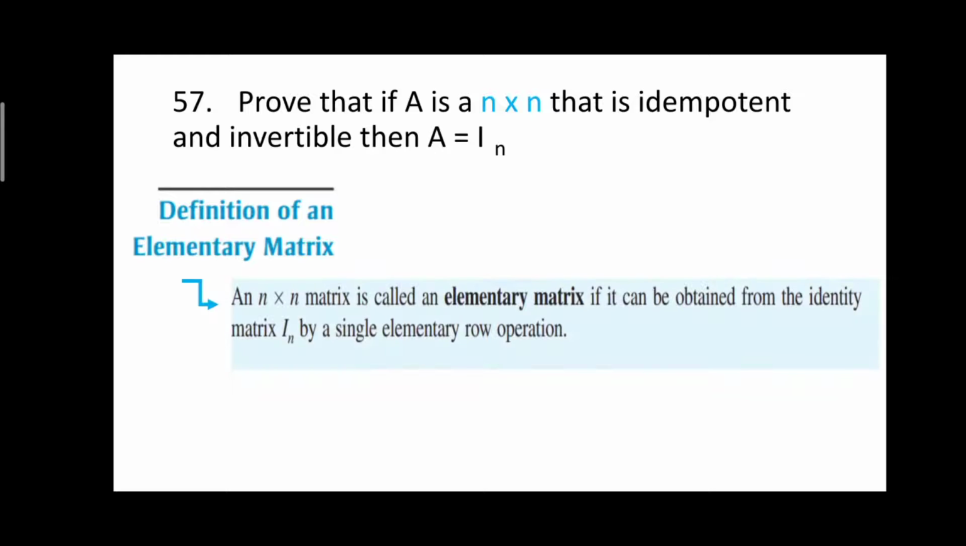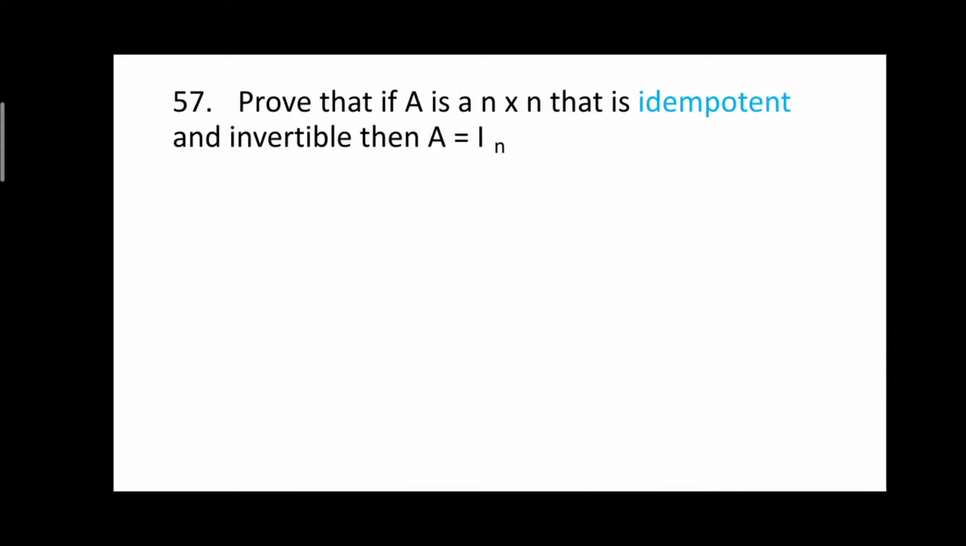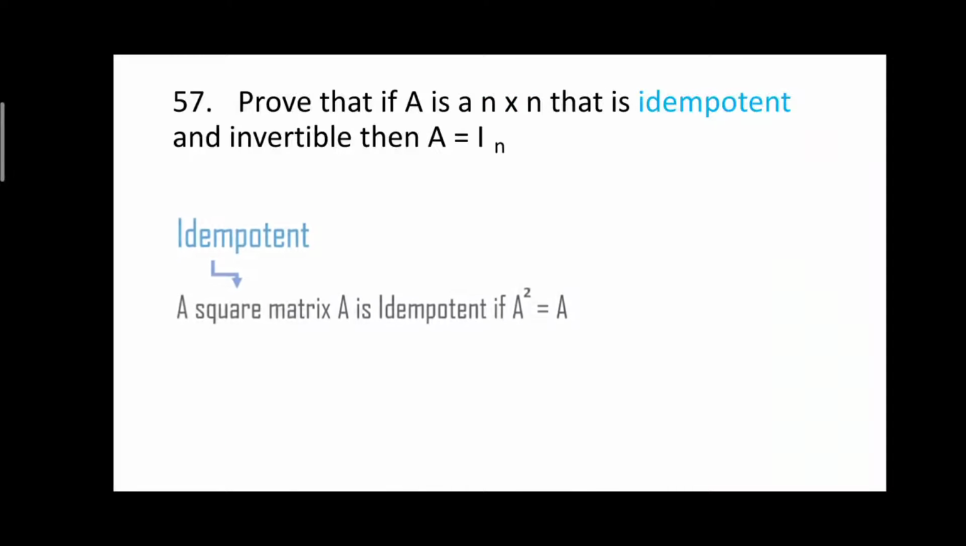An n by n matrix is called an elementary matrix if it can be obtained from the identity matrix of order n by a single elementary row operation. Remark: the identity matrix of order n is elementary by this definition because it can be obtained from itself by multiplying any one of its rows by 1. We also need to define idempotent.